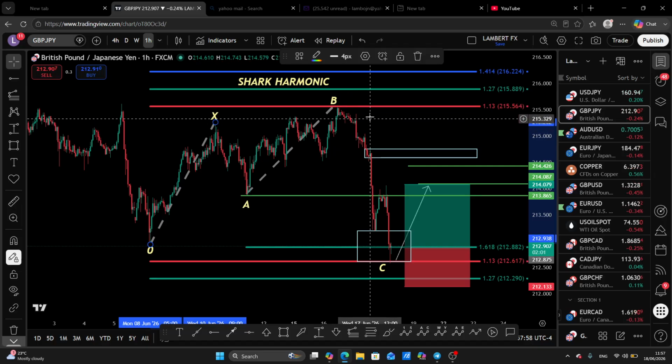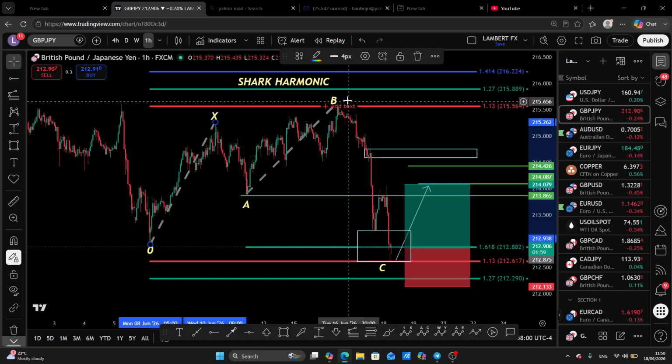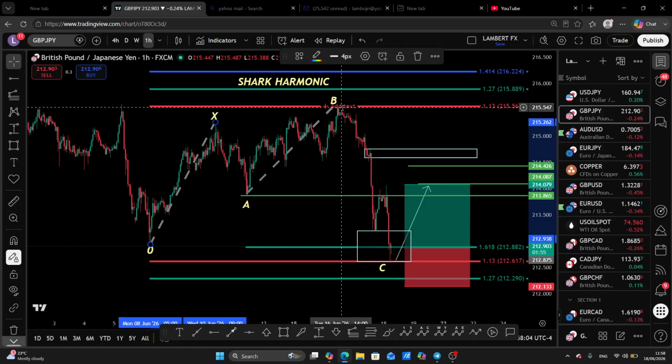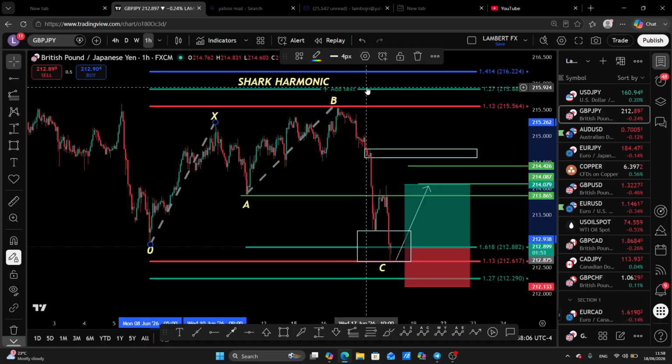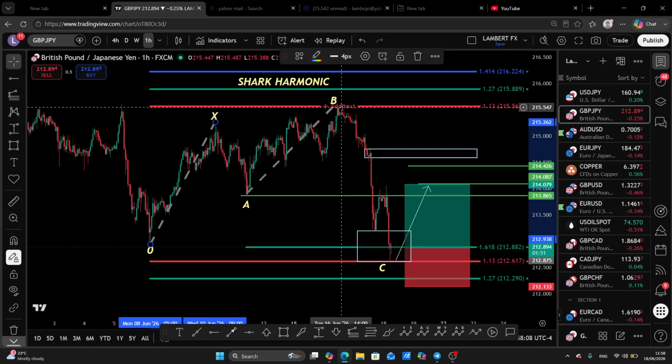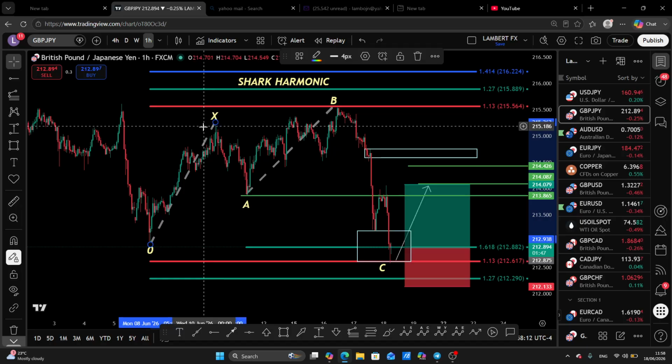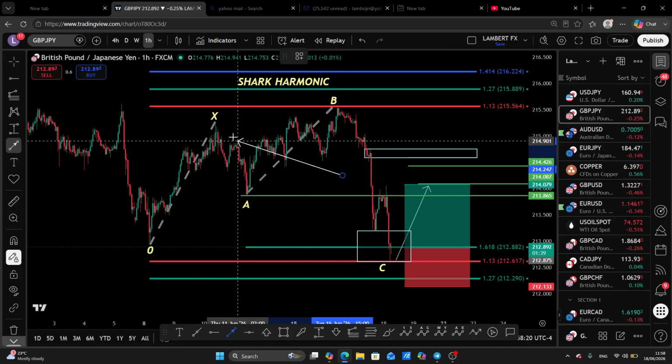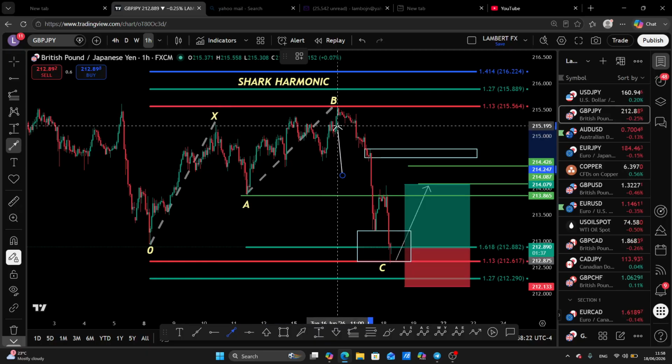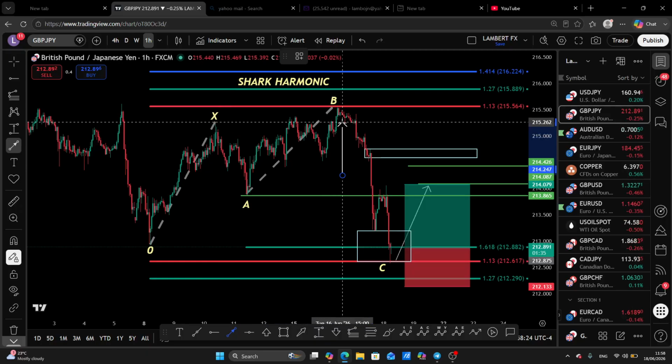In my experience, we reject 1.13 most of the time, compared to the other three numbers. So the 1.13 is the number that we reject more. Because once we broke the high here with, for example, this bullish candle here, a lot of traders will jump in.